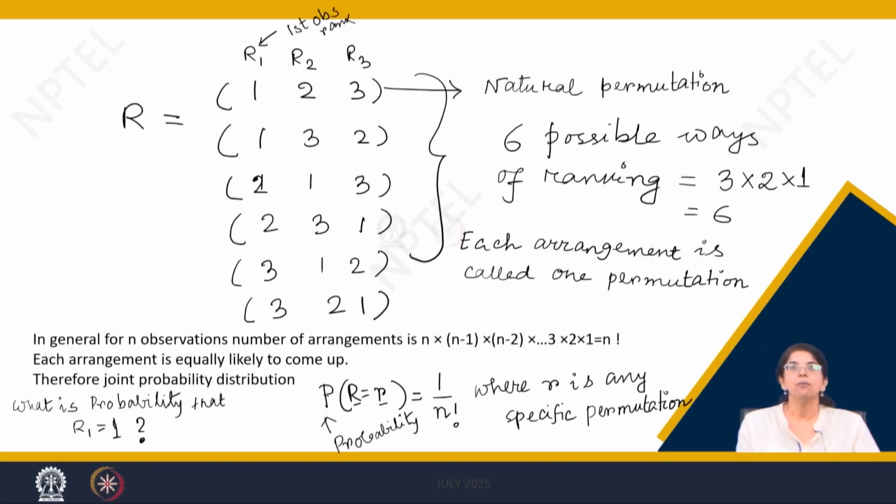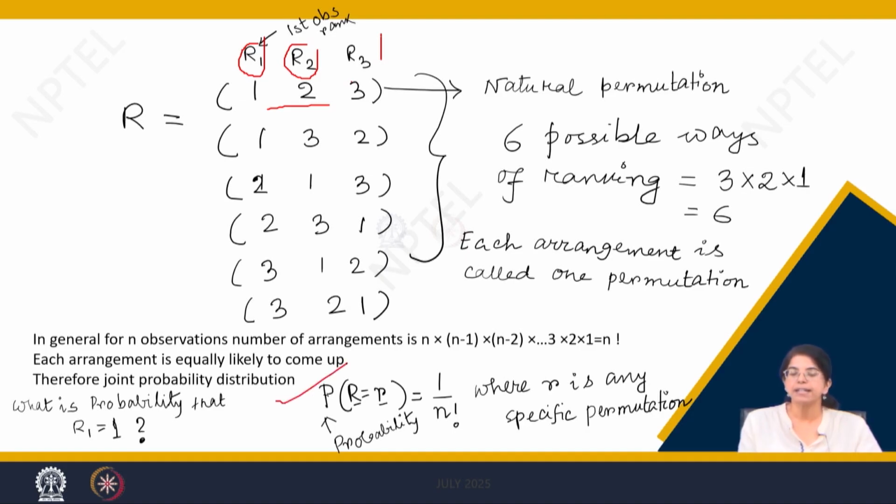So here you will see 1 2 3, 1 3 2, 2 1 3, 2 3 1, 3 1 2 and 3 2 1. The first means R1, the rank 1, rank for the first observation as 1, the rank of the second observation as 2, rank of the third observation as 3. So when it is 1 2 3, we call that ranking the natural permutation.